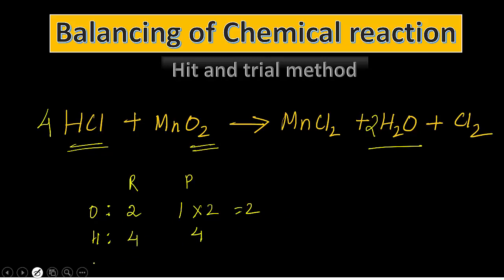Now it's time to balance the chlorine atom. Okay. So what is the number of chlorine atom in the reactant? 4. What is the number of chlorine atom in the product? Here see 2 and here also 2. Therefore total the number of chlorine atom is 4. This is also balanced.